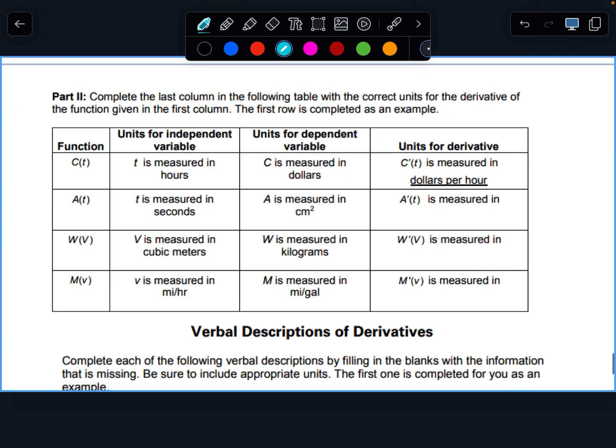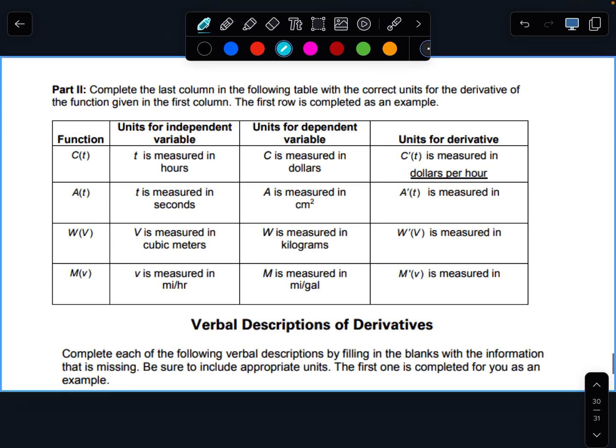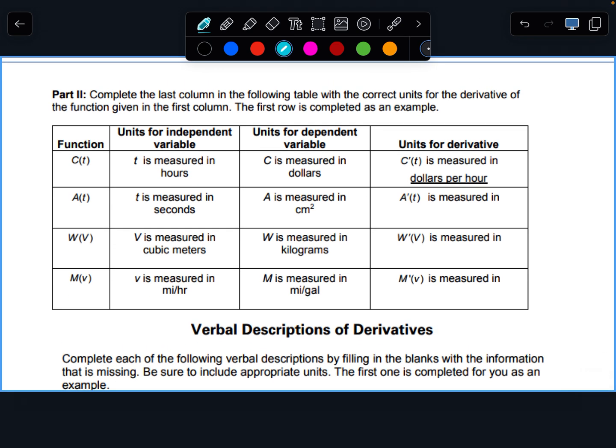All right, so this one, we're just going to look at units. Okay, so part 3, complete the last column in the following table with the correct units for the derivative of the function given in the first. First row is completed. So for example, dependent variable, that's like the y. Maybe that'll help. But that's like the y, or the f of x, or whatever you want to say it. Independent variable is like your x.